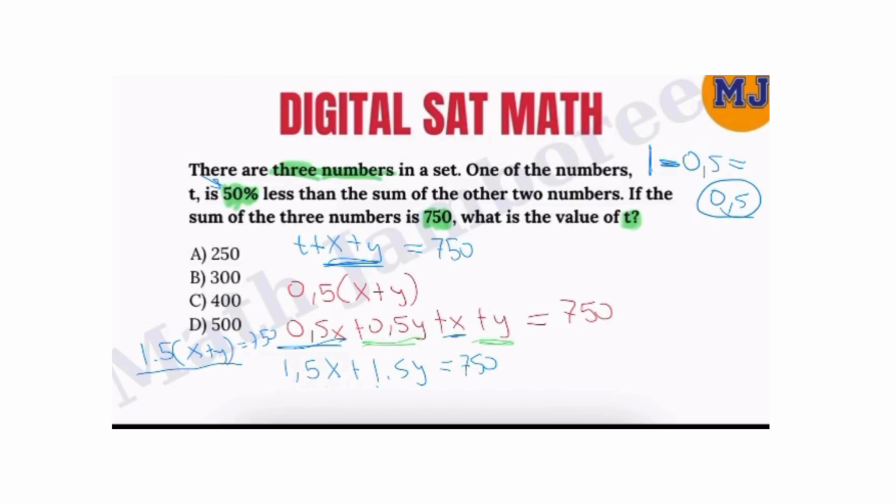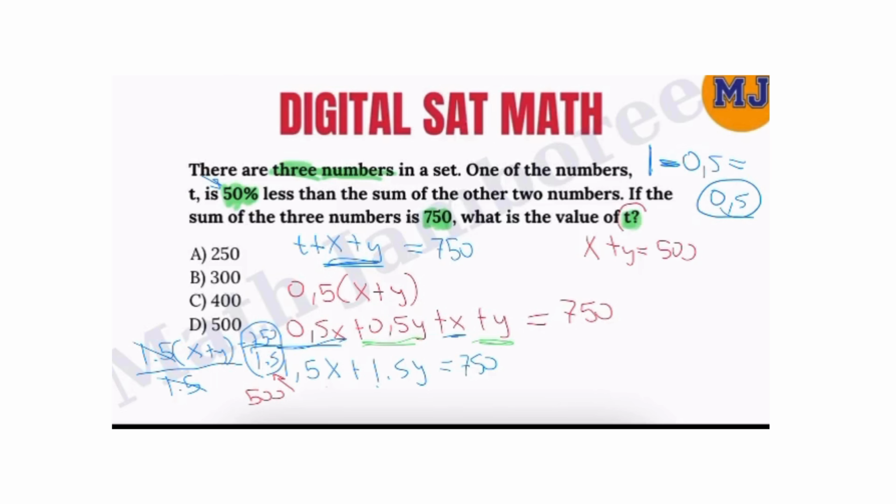Now we divide both sides by 1.5 because they cancel each other out there, so we get x plus y. 750 divided by 1.5 equals, you're allowed to use the calculator by the way, 500. Let me write this down here. That means x plus y equals 500.